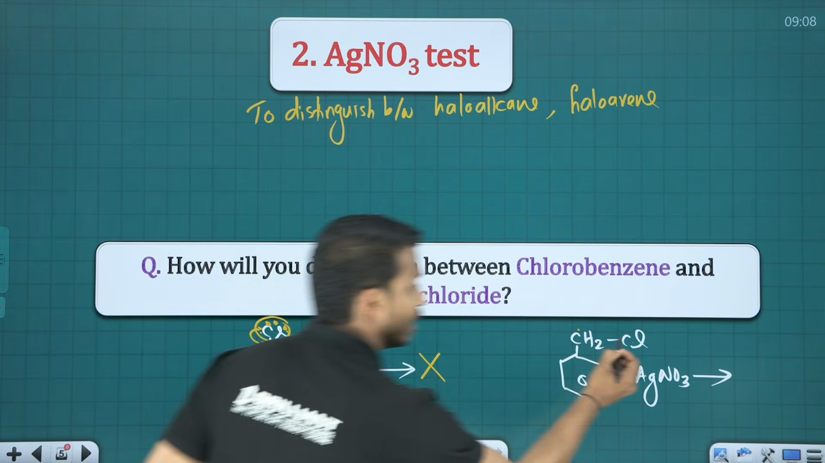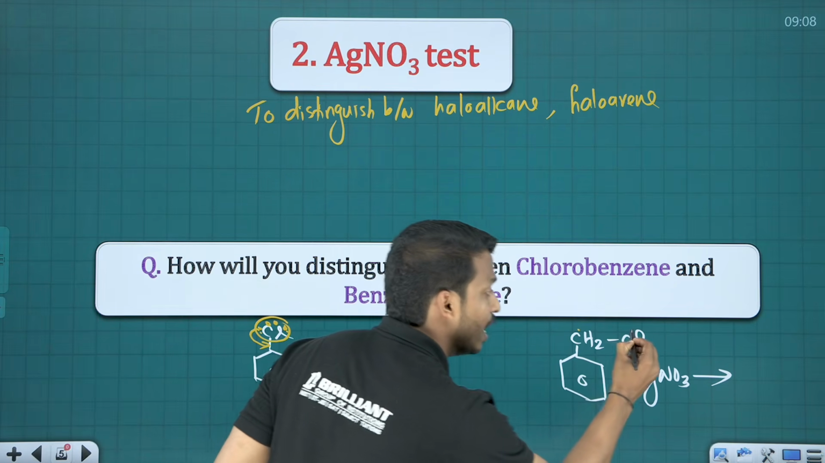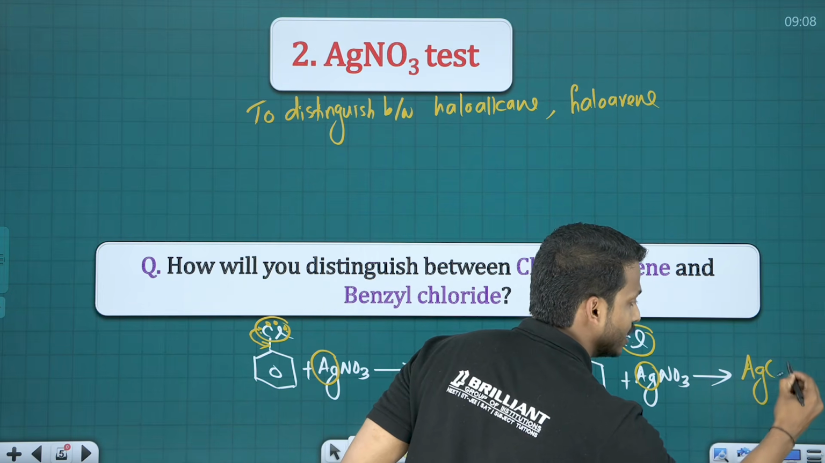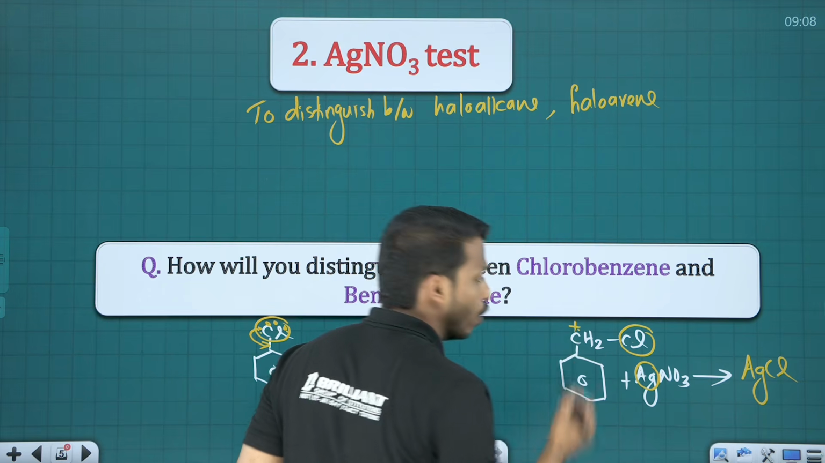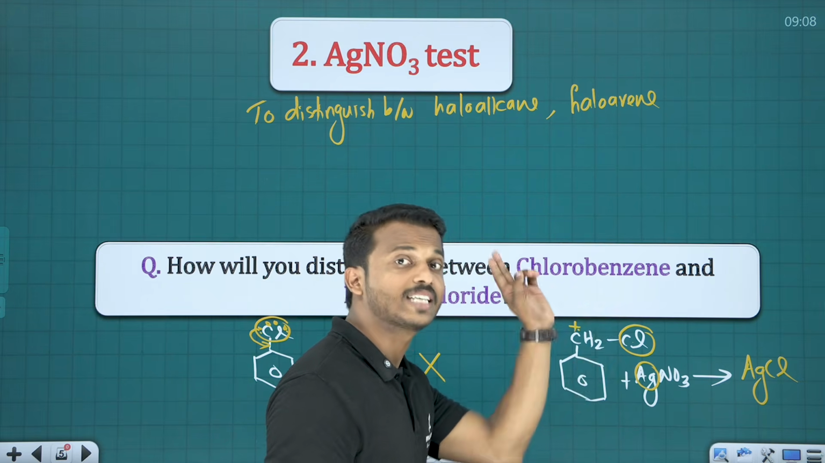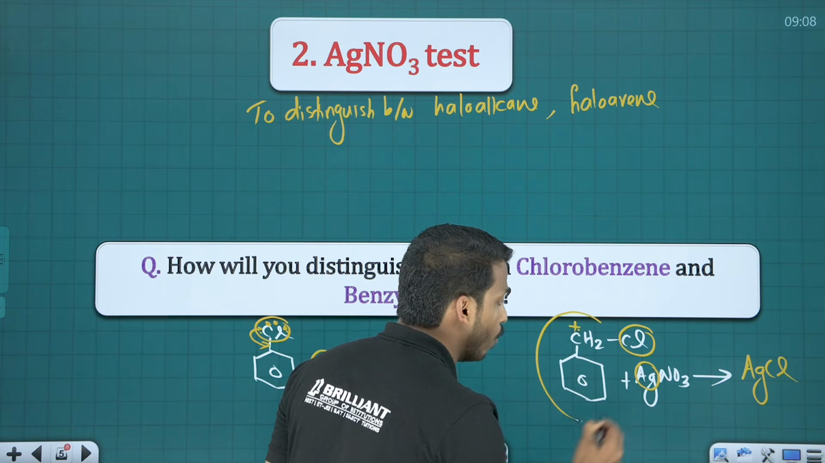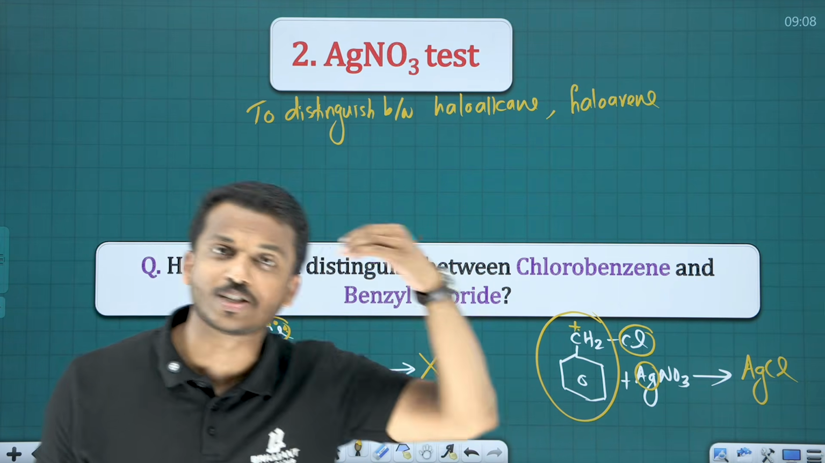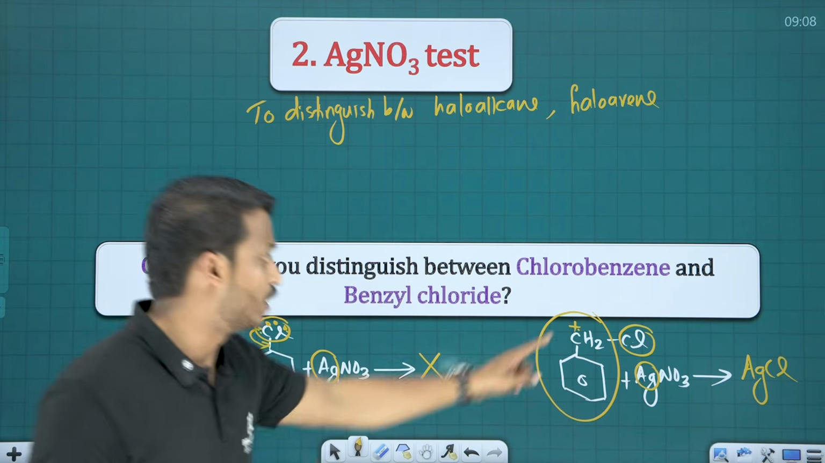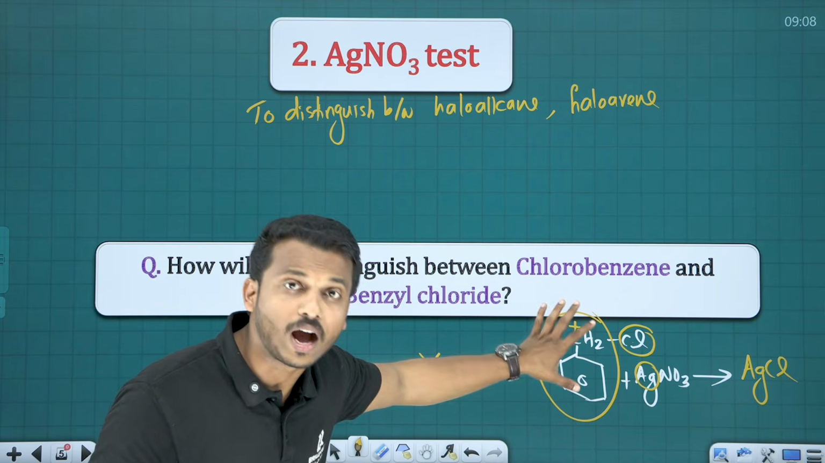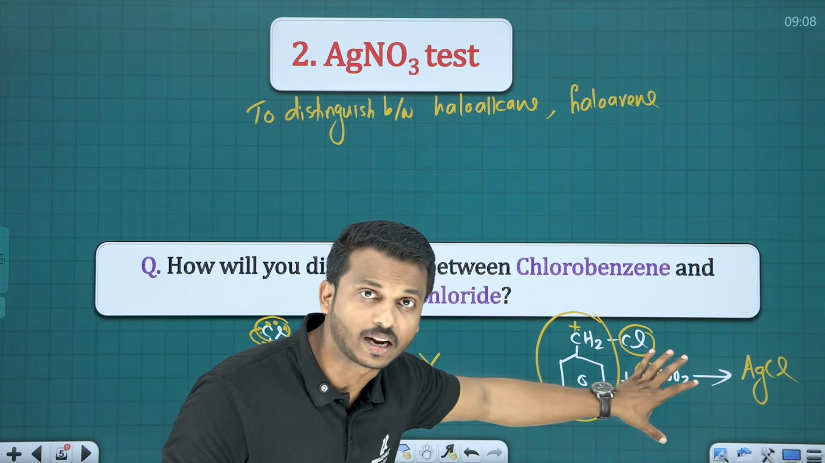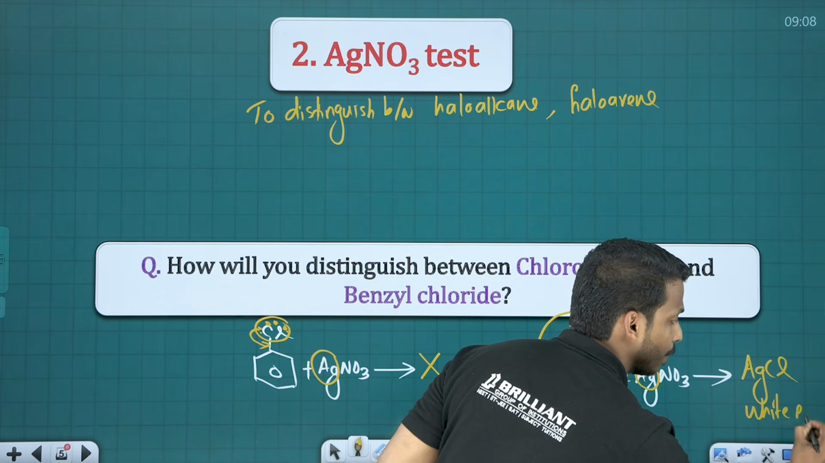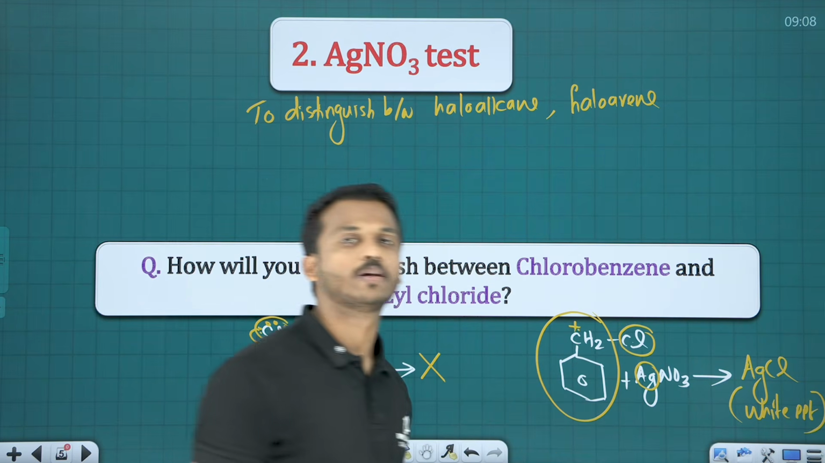But here the removal of chlorine is easy. The chlorine and Ag come out as AgCl. Why is it so? Because when this Cl leaves as Cl minus, you get a most stable carbocation, the benzyl carbocation. So chlorine is very easy to lose. Generally, when a haloalkane reacts with silver nitrate, silver chloride forms, and silver chloride is a white precipitate.